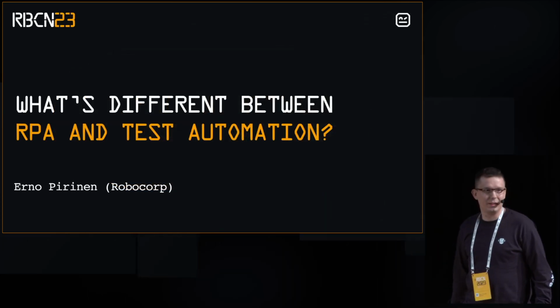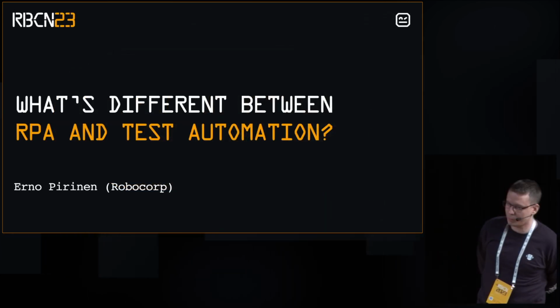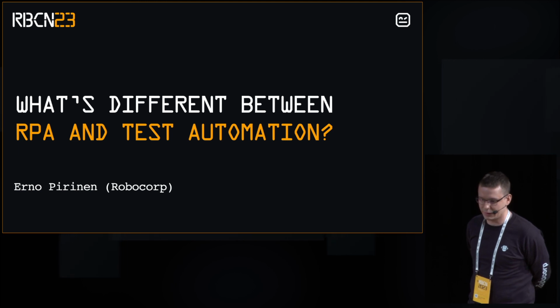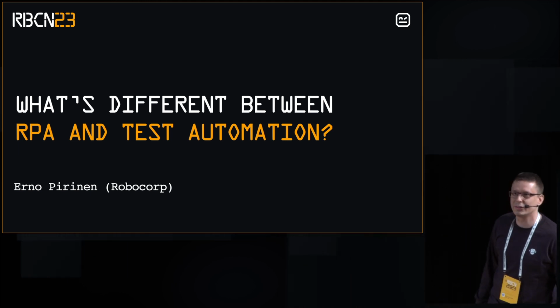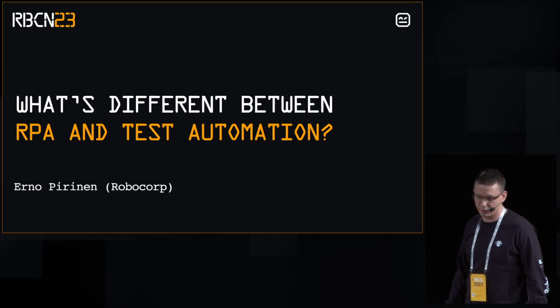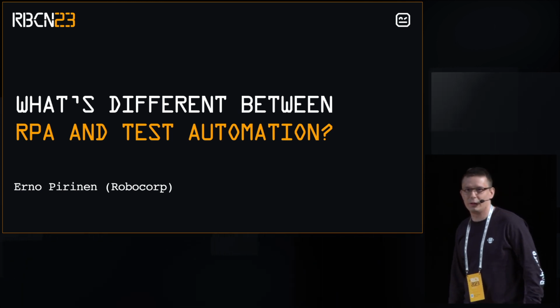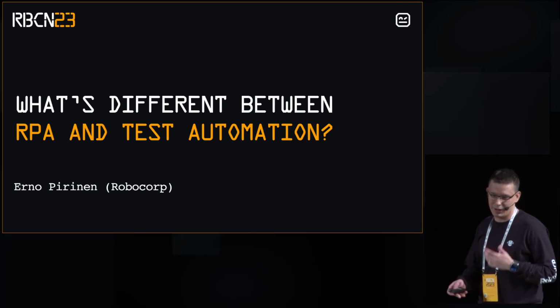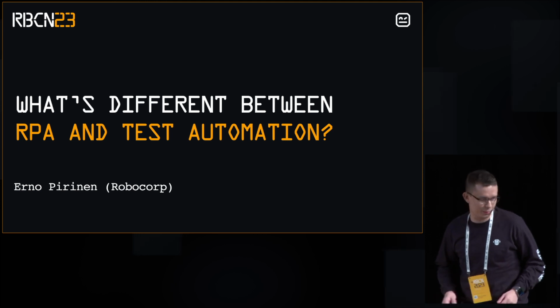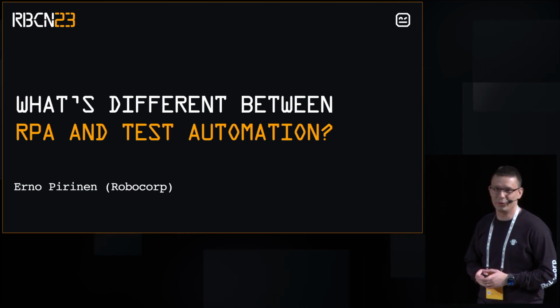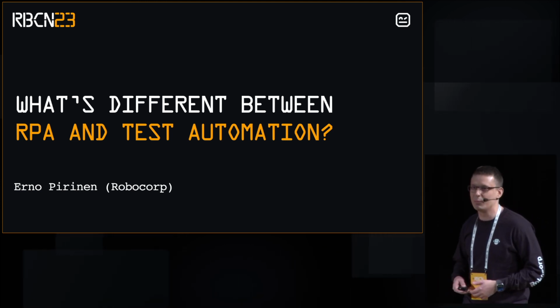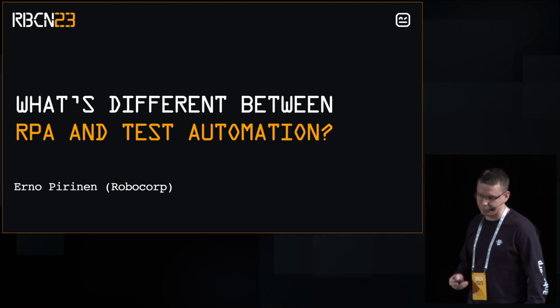So, without further ado, I'm Erno Pirinen and I work at RoboCorp as the head of platform products currently. We are building the next generation so-called Generation 2 RPA solutions. I have a lot of background in RPA, but not so much background in test automation, but I think I know enough about that too, so I'm able to present you this.